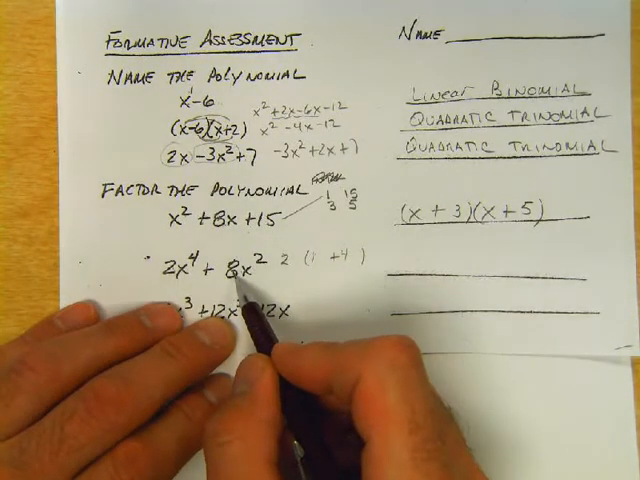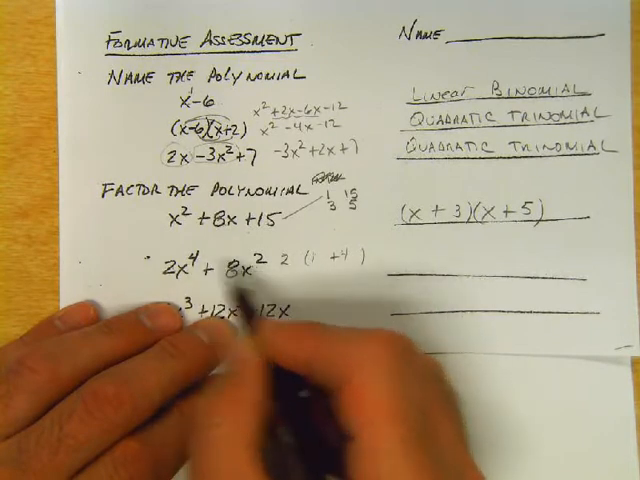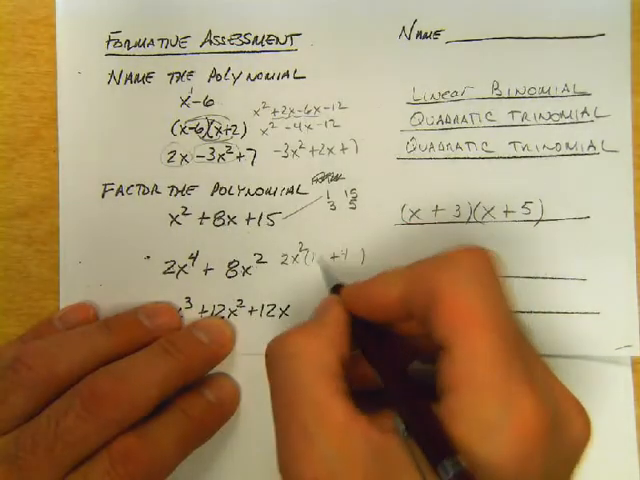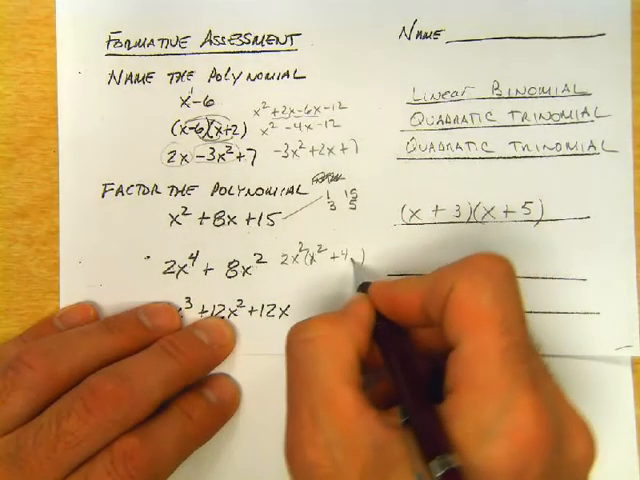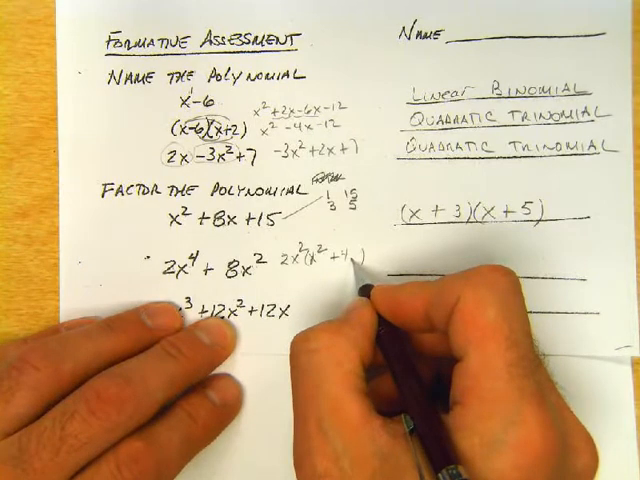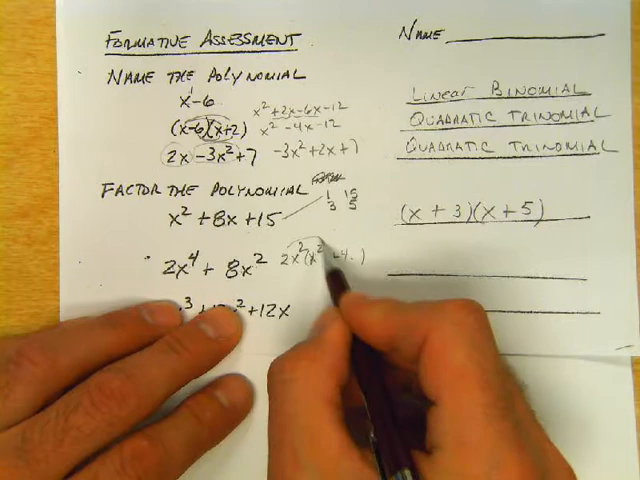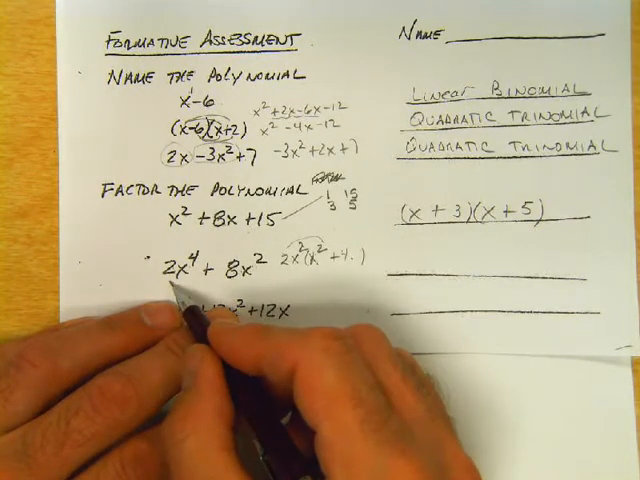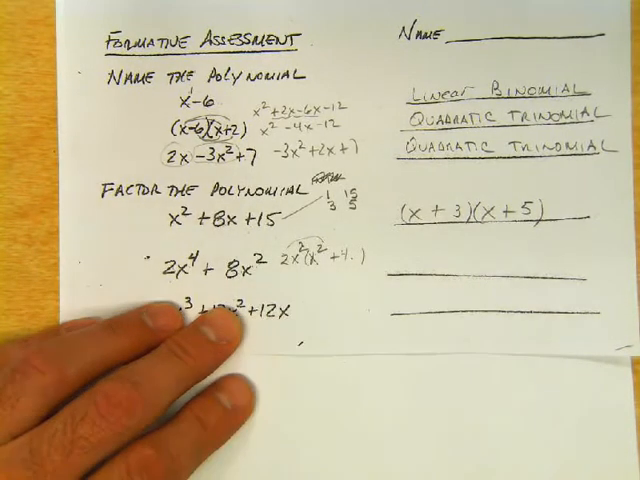Cool. And then how about x's? How many x's could we factor out of both of these? 2, an x squared. And if we did that, we'd end up with an x squared here. And would there be any x's there? Nope. All right, so that's good. I'm going to double check this by distributing. 2x squared times x squared is 2x to the 4th. And 2x squared times 4 is 8x squared, so that's good.